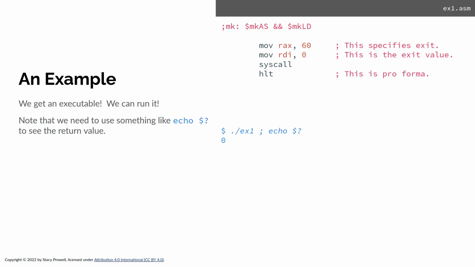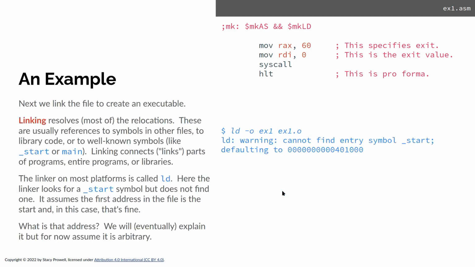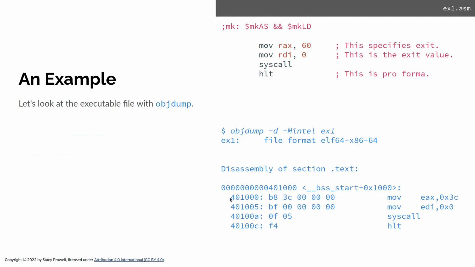We get an executable, we can run it as you saw. We can look at the executable file with objdump, and we will see that funny number again, right? Remember from the warning, we had this little guy, it said defaulting to that. And here we see that that is in fact the address that got assigned to the first byte of the first instruction. So that's actually the correct entry point, and that's great.